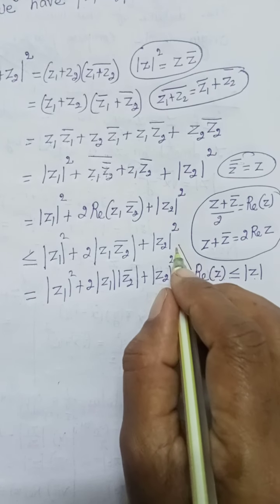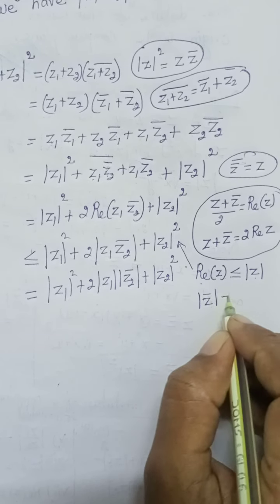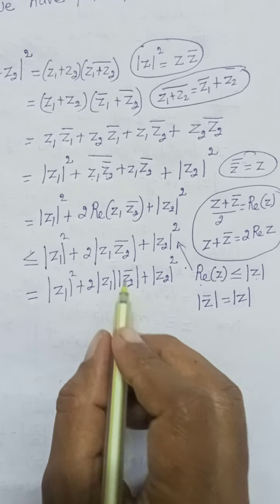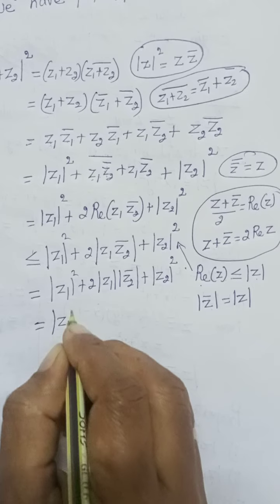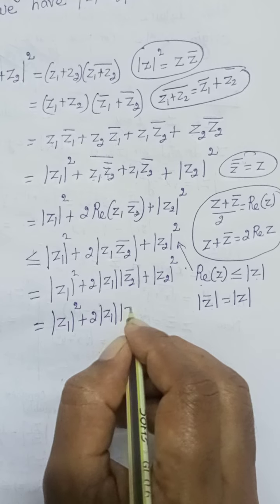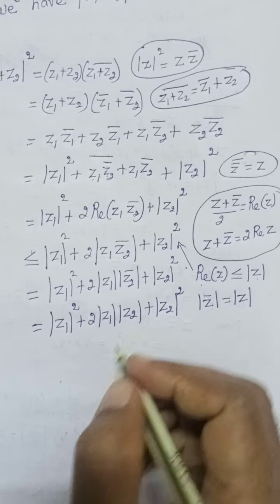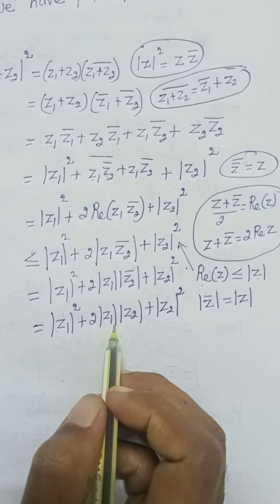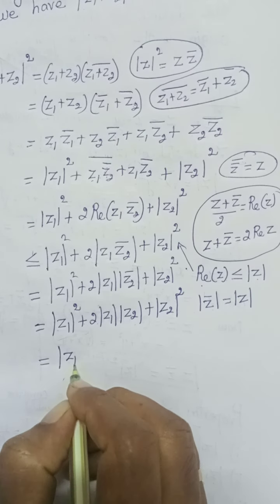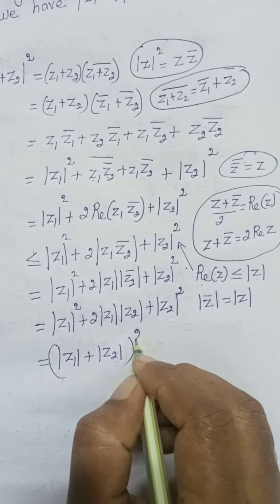This we have used. Now again, we know that modulus Z bar is equal to modulus Z. That is the first property we learned, isn't it? So I can write this as modulus Z1 square plus 2 into modulus Z1 into modulus Z2 plus modulus Z2 the whole square. Now we have got a square plus 2ab plus b square. So that is a plus b the whole square, that is modulus Z1 plus modulus Z2 the whole square.